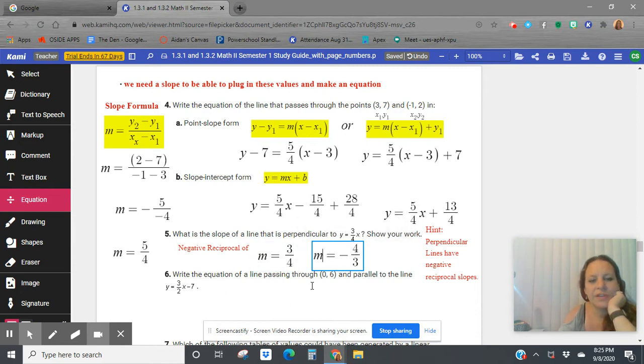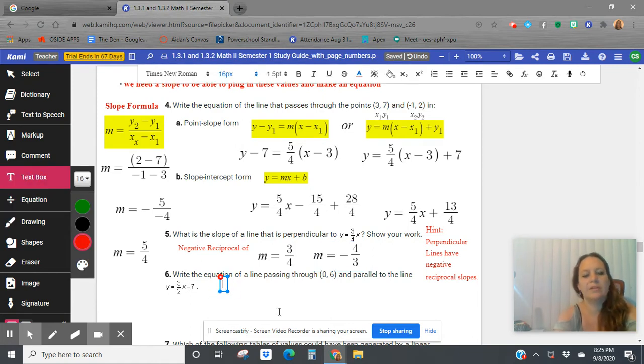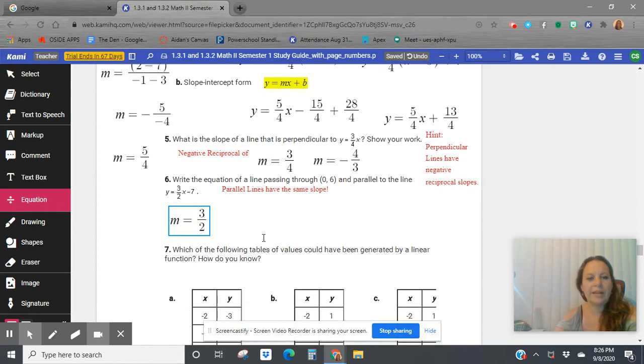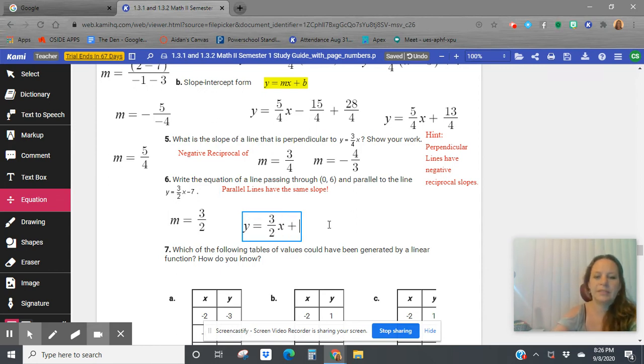Now write the equation of a line passing through this point and parallel to this. So parallel lines have the same slope. So we're going to use a slope of 3/2, the same as this equation that we already have. And so here we go, y equals 3/2 x plus, what's that y-intercept? 0, 6. Boom.